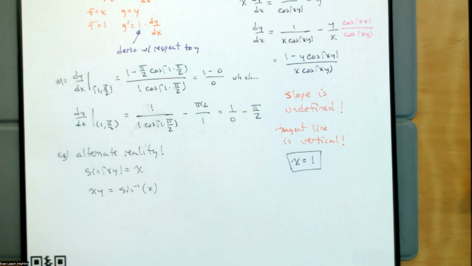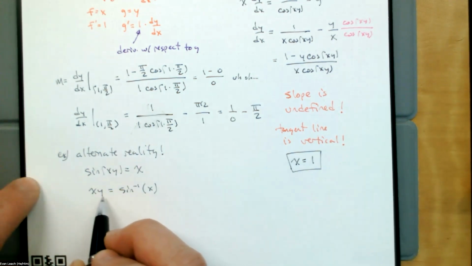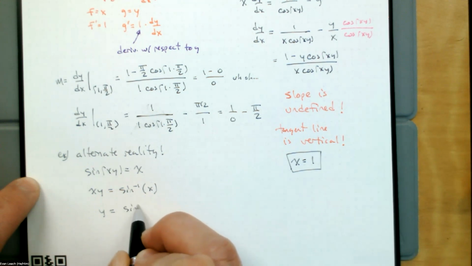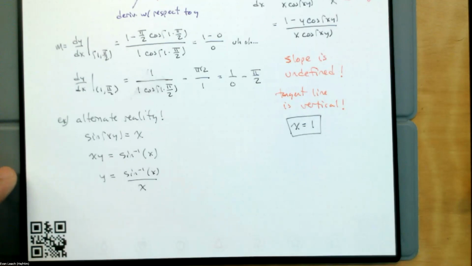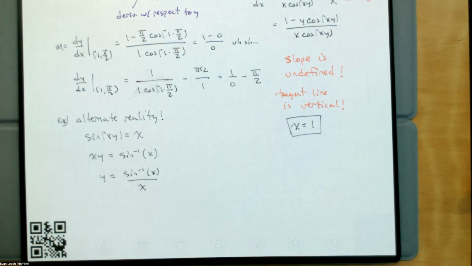The reason that we might want to try this is that sine inverse is a derivative that we know. So let's see what happens. If we want to solve for y, then we'll divide by x. So y is going to be sine inverse x divided by x. So in this alternate reality version, I can take the derivative dy dx directly because I've written it as a function. Let's see if it works out to the same thing.